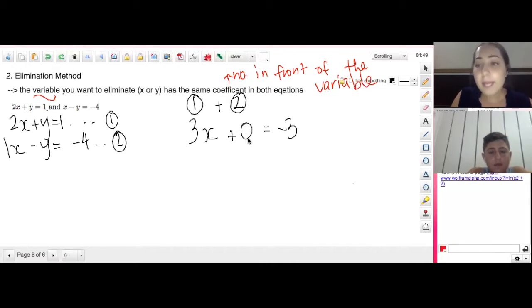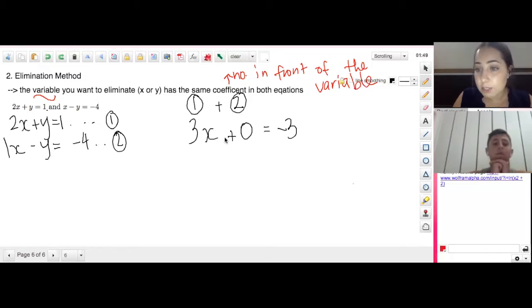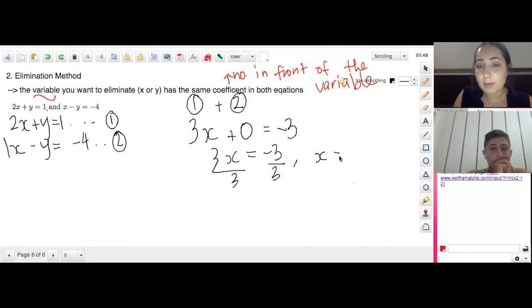Now that we've eliminated the value of y, we can simply solve this like a normal equation. So we want to make x the subject of this equation. So we have 3x equals negative 3. We divide both sides by 3, and what remains is x equals negative 1.